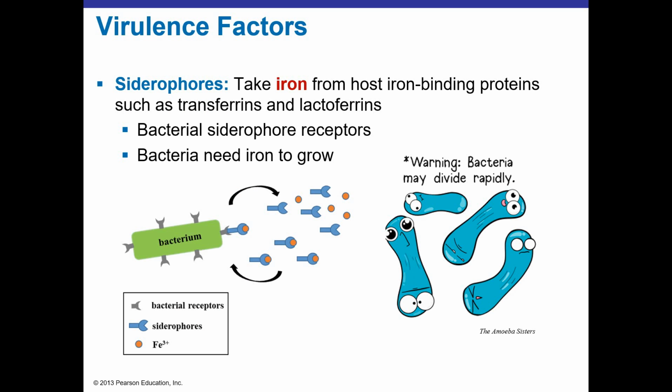We also see virulence factors from some bacteria that are known as siderophores. Remember that bacteria need iron to be able to grow. So some bacteria can secrete these siderophores that bind to iron. Iron most of the time is not free. It's usually bound in the blood and to things like transferrins and lactoferrins and such. So what happens is that these siderophores bind the iron, and then the bacteria has bacterial receptors for the siderophores. Once it then gets that iron, then it is able to actually rapidly divide.